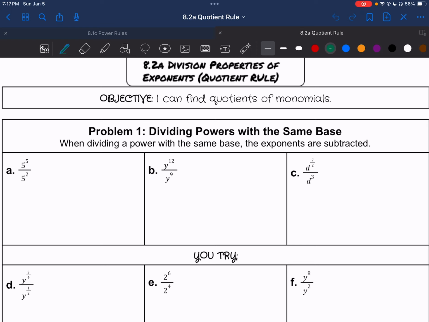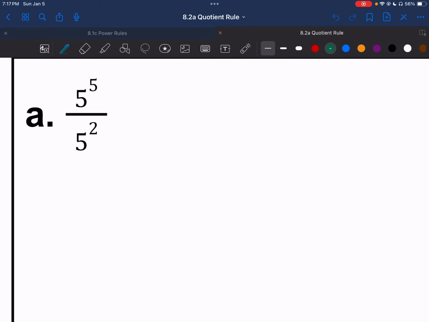Now, the quotient rule states that when dividing a power with the same base, the exponents are subtracted. So, in example A, it would look like this: 5 to the fifth minus second, and we get 5 to the third power, which we can simplify to 125.